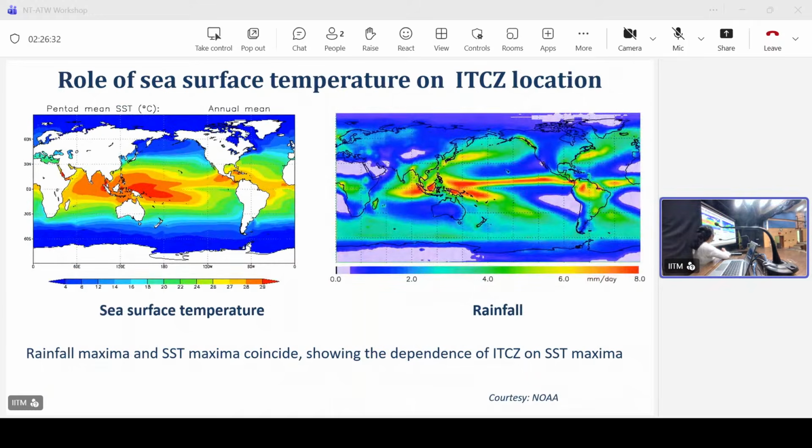And of course, the SST plays a very major role: the sea surface processes and the gradients of SST. If we look into the annual mean SST, we know the SST is maximum over the equatorial region, especially the high SST over the Western Pacific, and we have this strong east-west gradient. The ITCZ also is located over this high SST maxima, and the air-sea interactions and the oceanic processes also control the position of the ITCZ.